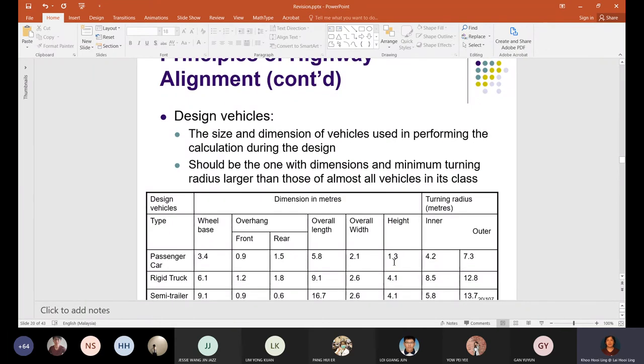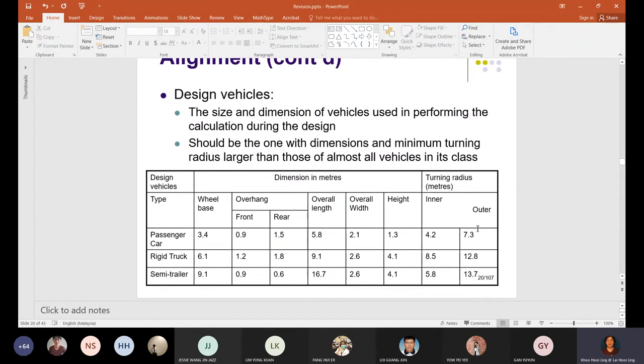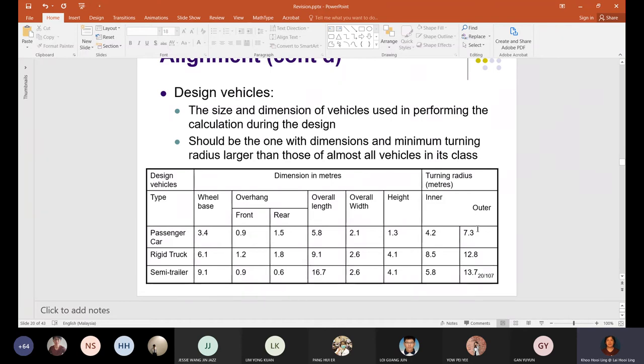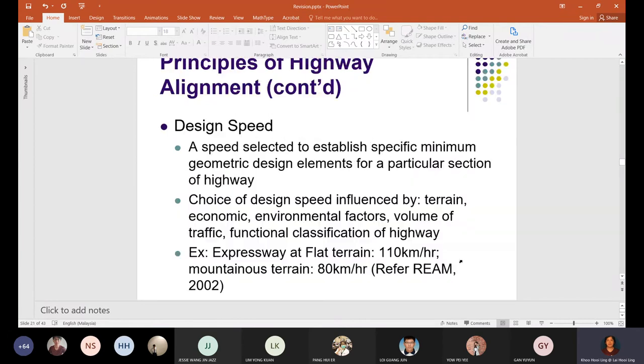Then of course, when we do the design, we need to have the design vehicle, to see whether they are able to pass through or navigate your curve, and whether they are able to climb their slope. So this is the meaning of a design vehicle. We need that when we design.